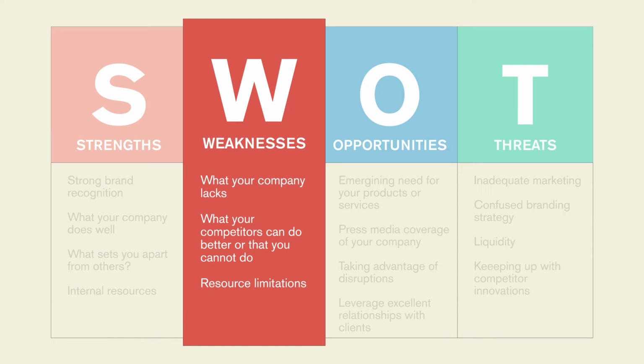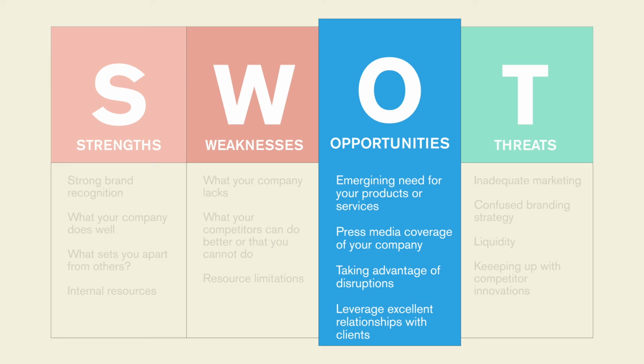Number 2, weakness. For some organizations, this can be one of the toughest elements to define because it requires critical self-awareness and brutal honesty. Number 3, opportunities. At this stage, you'll need to shift your focus from internal to external factors. Think of opportunities as events or changes in the external environment that can potentially be converted into future strengths.